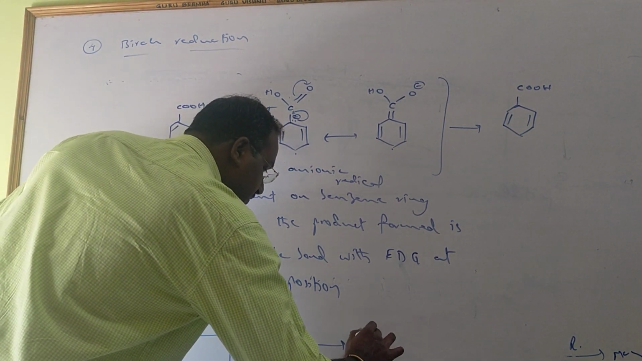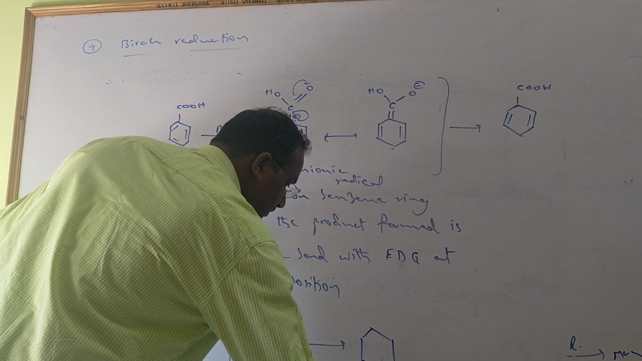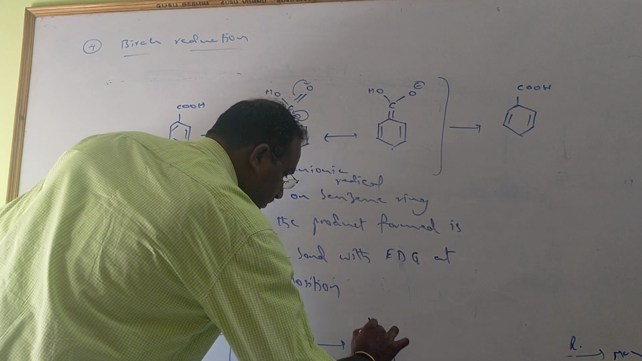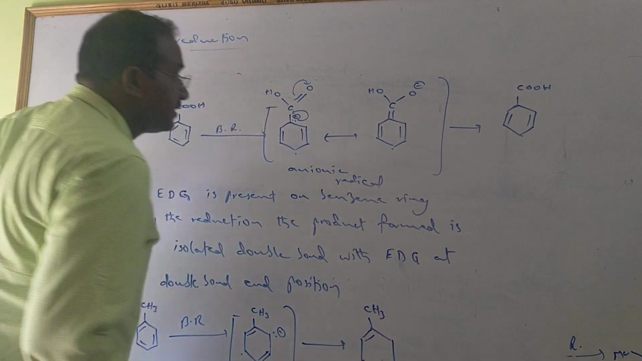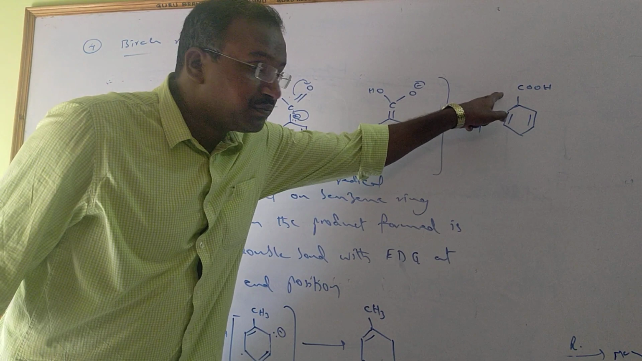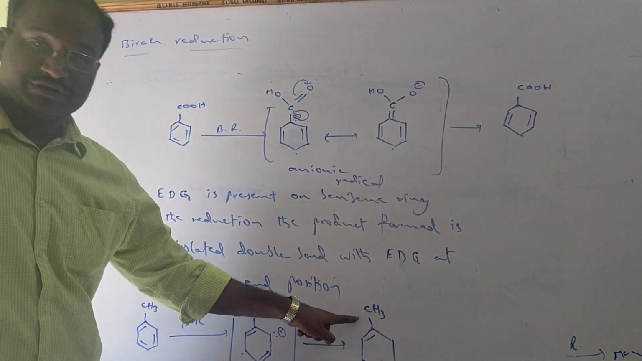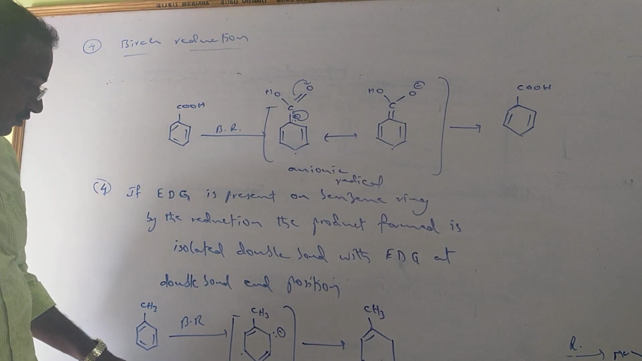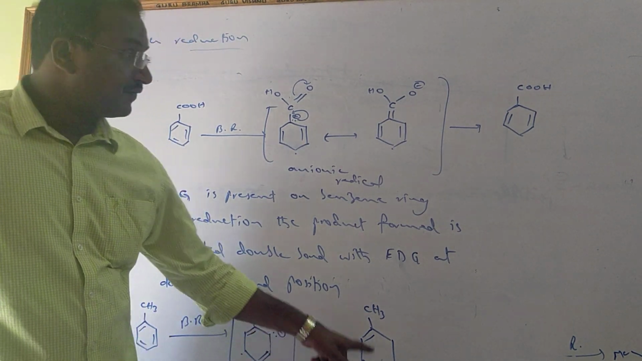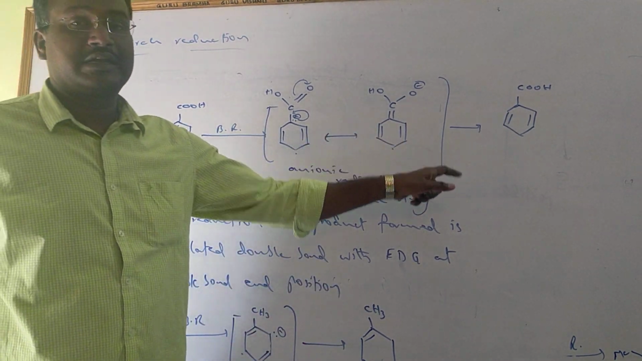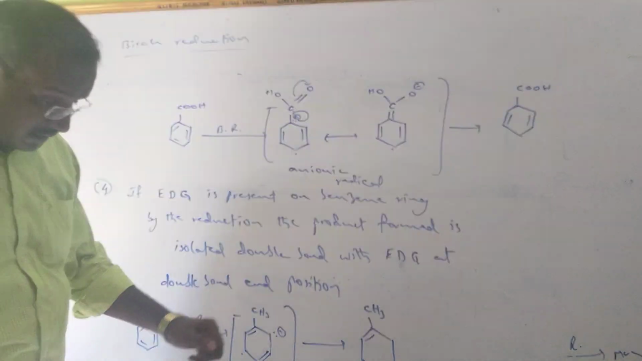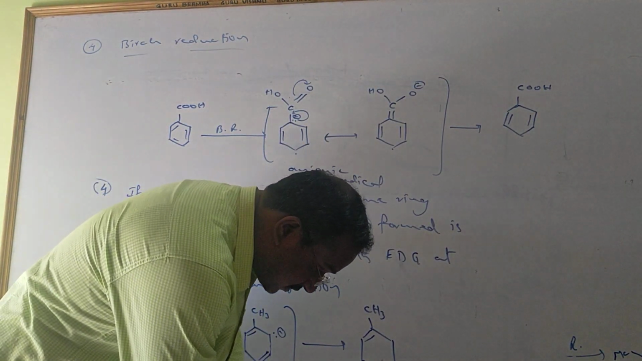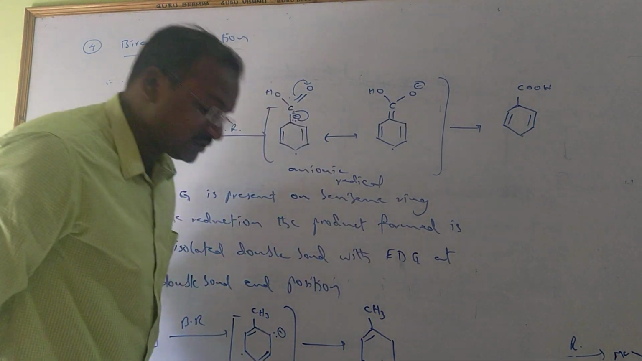This forms a product like this: double bond, CH3. Different. Here it is the allylic position, here the double bond is at the ending position. If an electron donating group is there, this is the product. If an electron withdrawing group is there, this is the product that takes place by the Birch reduction. This is very, very important for the Birch reduction.